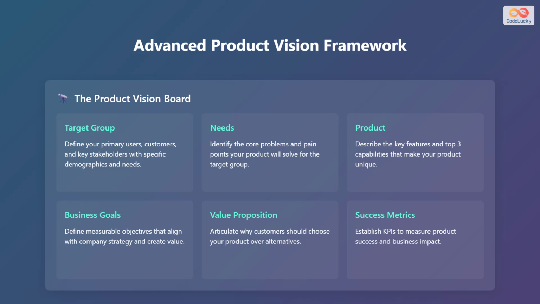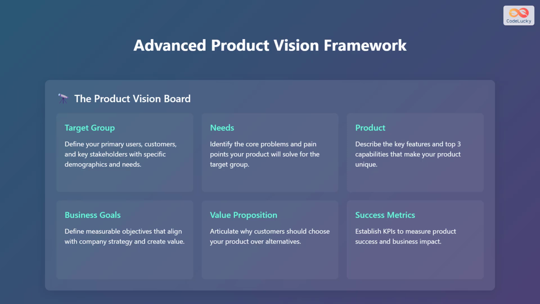Let's explore the Product Vision Board, an advanced framework for product vision. It consists of 6 key components. First, the target group. Define your primary users, customers, and key stakeholders with specific demographics and needs. Second, needs. Identify the core problems and pain points your product will solve for the target group.